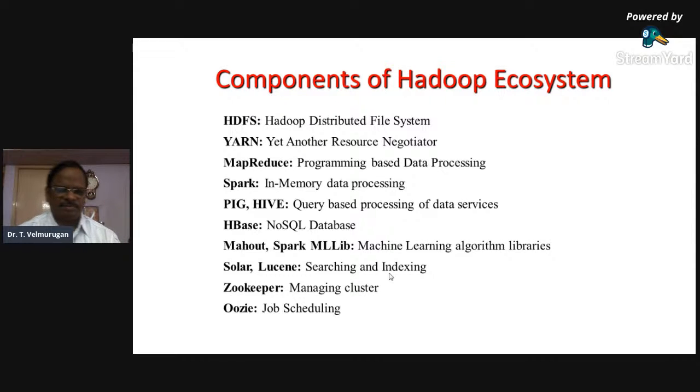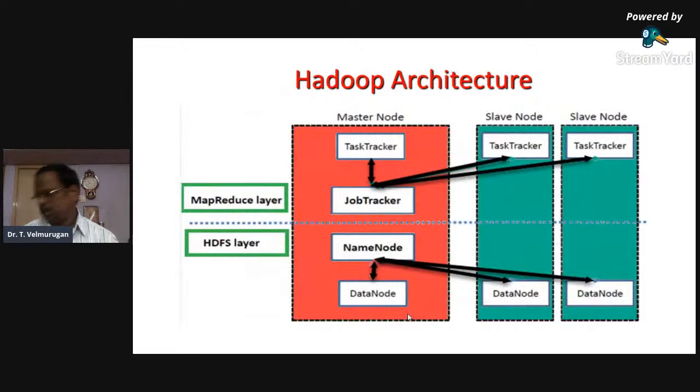ZooKeeper is utilized for managing clusters. Oozie is used for the scheduling of jobs between the MapReduce phase and the HDFS phase. Okay, these are some simple components which are effectively utilized in the Hadoop ecosystem. Now, what is this?